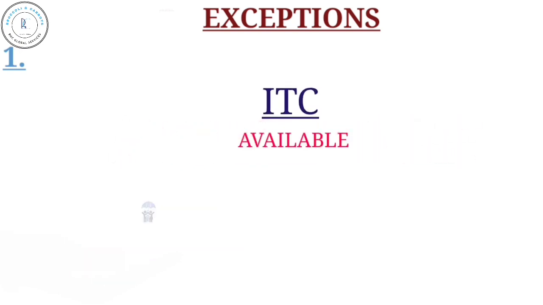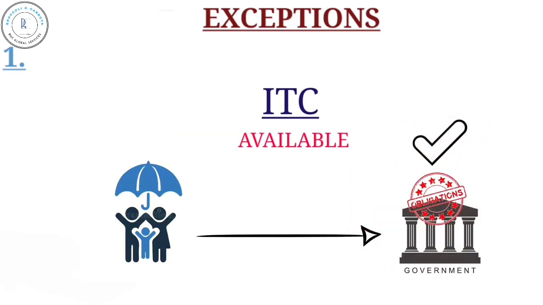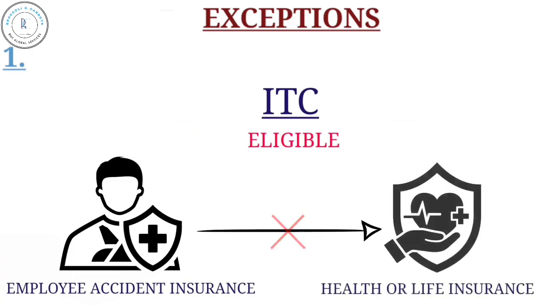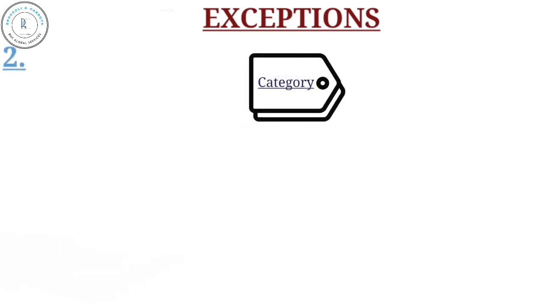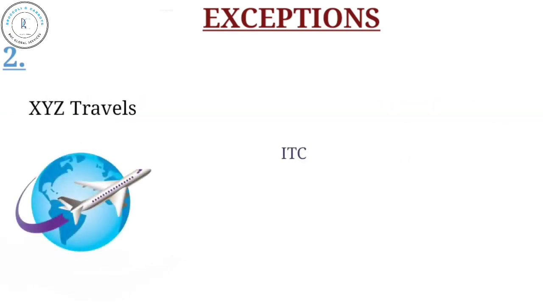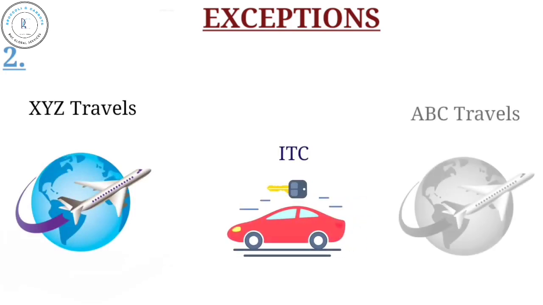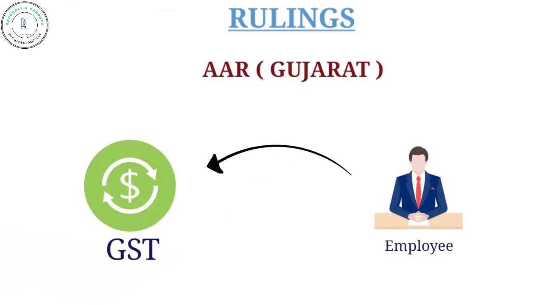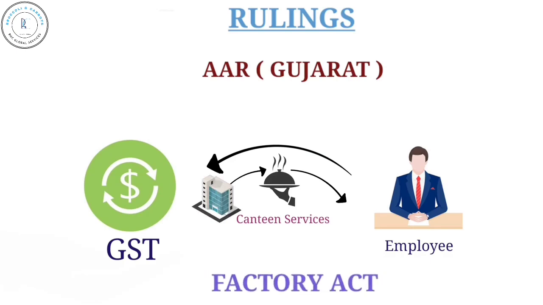ITC is available if insurance is taken to fulfill government obligation. ITC is eligible for employee accident insurance as it does not fall under the category of health or life insurance. 2. If the category is same for the inward supply and outward supply, or it is a part of the mixed or composite supply. XYZ Travels can claim ITC for taking the car on rent from ABC Travels. Rulings: R. Gujarat held that GST would be levied on recovery of amount from employee on account of third-party canteen services provided by a company to their employees, which is obligatory under Factory Act.